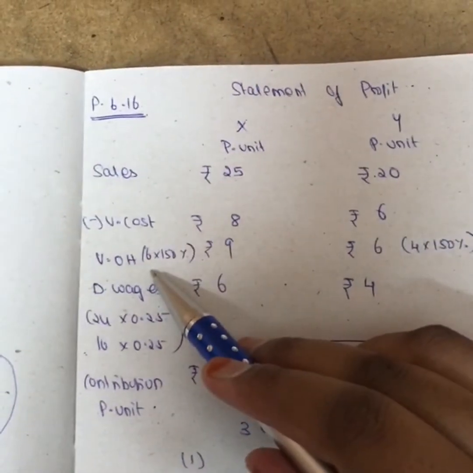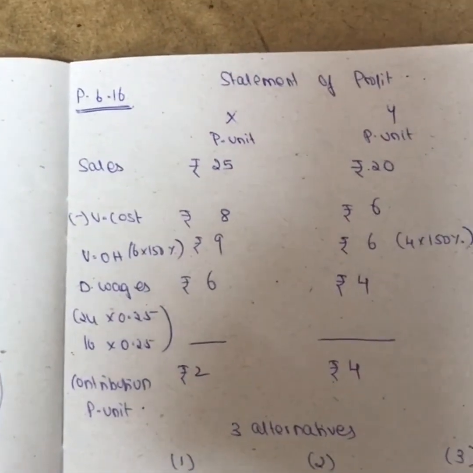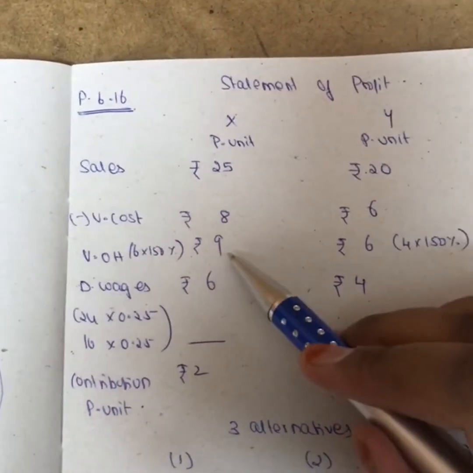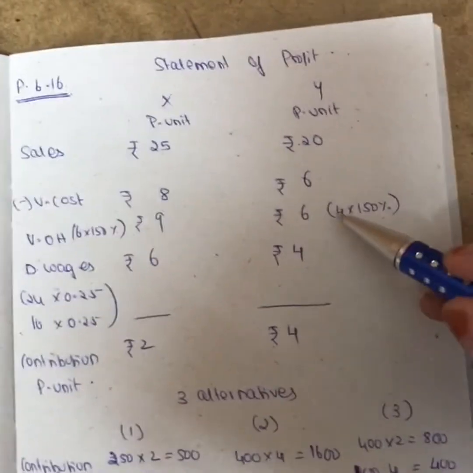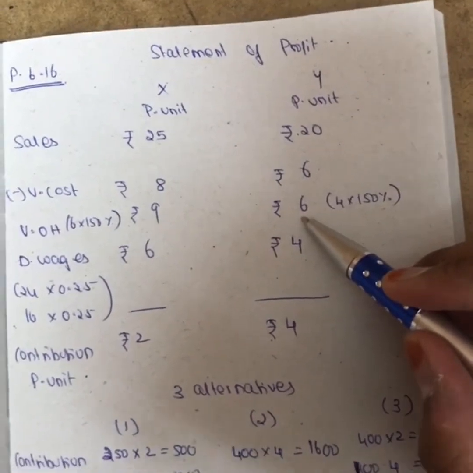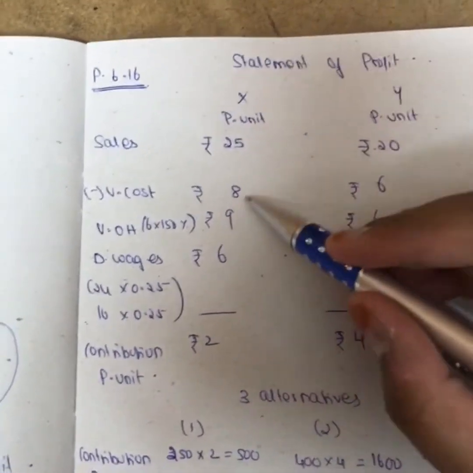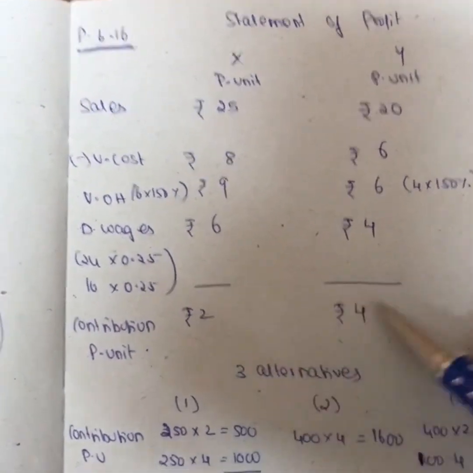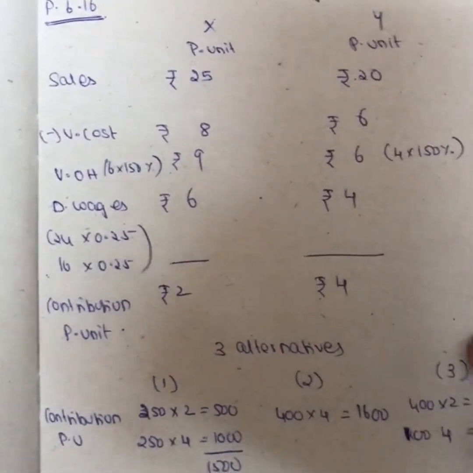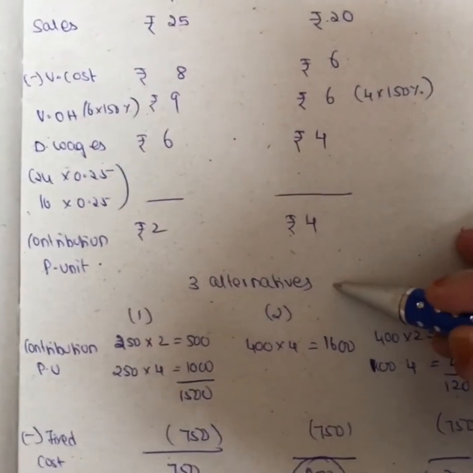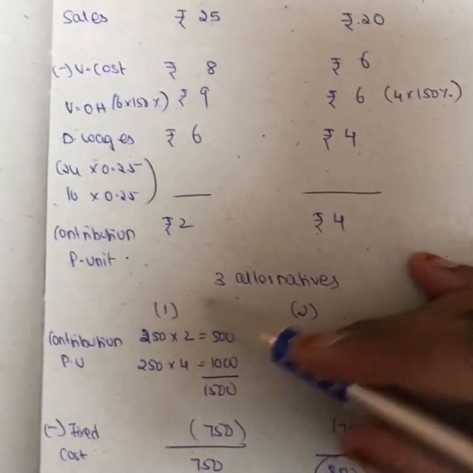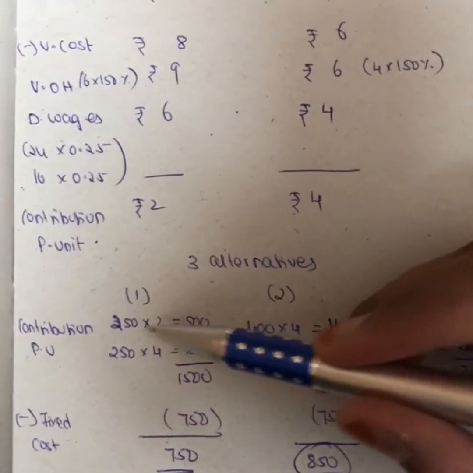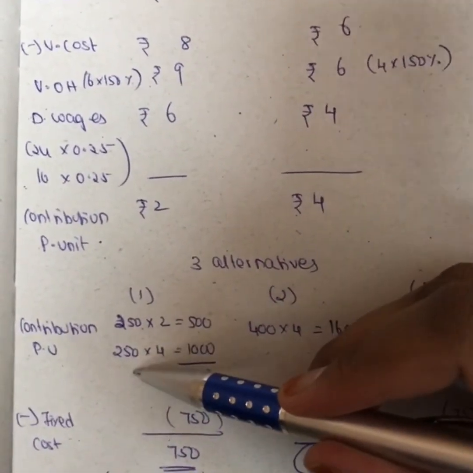And variable overhead, they said it is 150% of direct wages, right? So your direct wages is 6 into 150%, we get 9, and then 4 into 150%, we get 6. So if I minus 25 with these three, 20 with these three, I get my contribution per unit as rupees 2 and rupees 4. Okay, so in this question we have three alternatives, sales mix. Okay, alternative 1, alternative 2 and alternative 3.